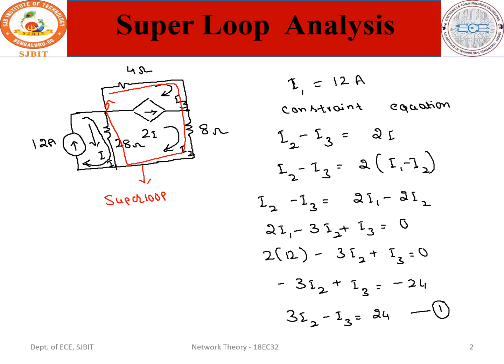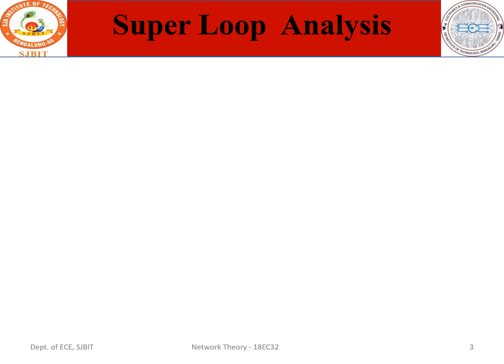Next, you can apply KVL for the super loop. So what is the super loop now? This whole loop that I have marked in red color is the super loop. Then apply KVL for that loop. Then we can write the equation like this: 4I3 plus 8I2 plus 28 into (I2 minus I1) is equal to 0.